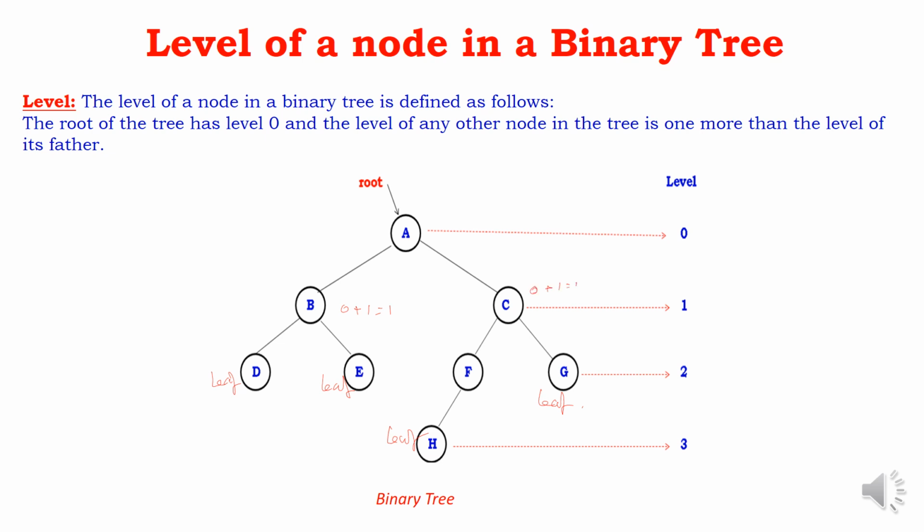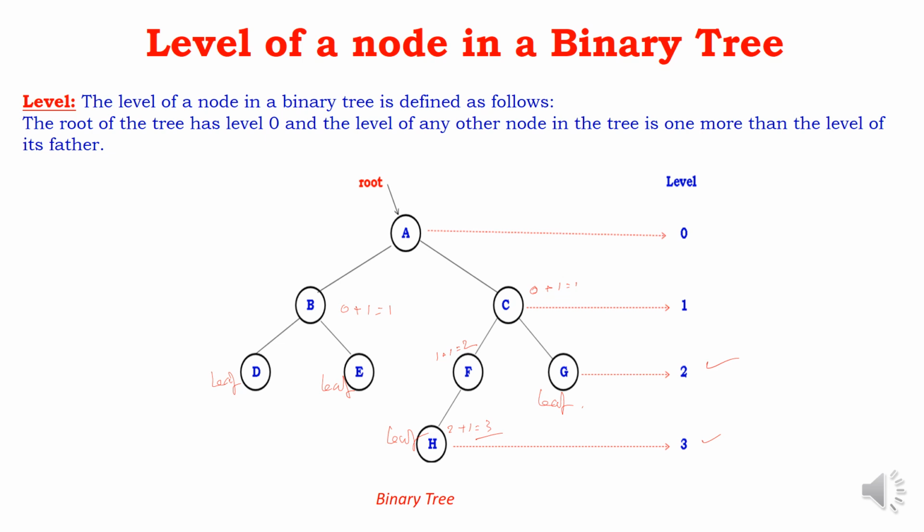Then what is the level of F? Level of F is 1 more than its parent's level. Its parent is C, and its parent's level is 1. 1 plus 1 is 2. So at this level, there are 4 nodes. For all these 4 nodes, the level is 2. Then next, H. Level of H is 1 more than its parent's level. Its parent is F. What is the level of the parent? 2. 2 plus 1 is 3. Level of H is 3.